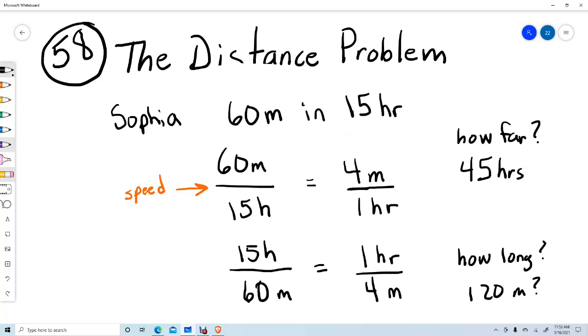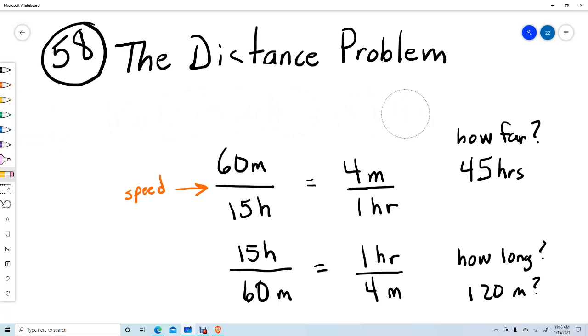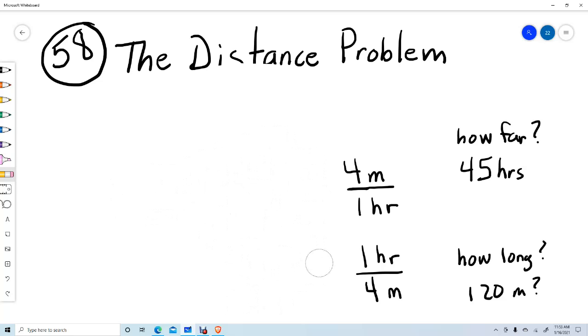Okay, so let's answer those 2 problems. Where can I write it here? What should I erase? Okay, I'm going to erase this other stuff because now we have our two rates that we're going to be using, 4 miles every 1 hour and 1 hour for 4 miles. Okay, so how far? So we start with the information given. We start with that 45 hours.